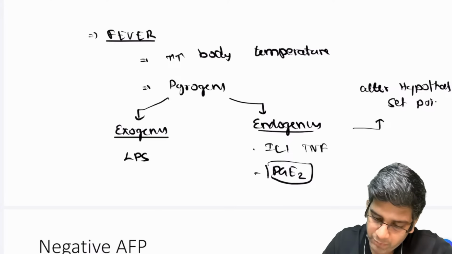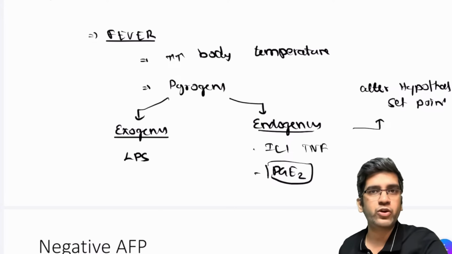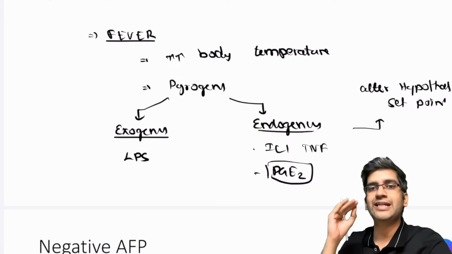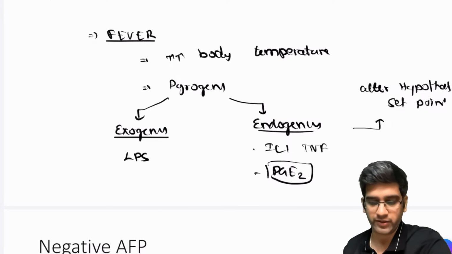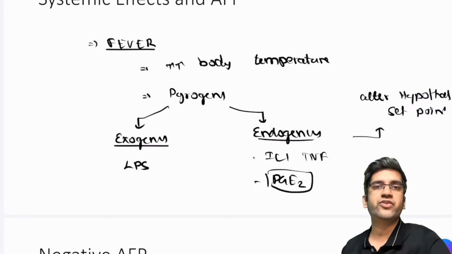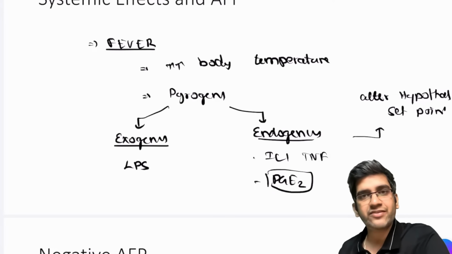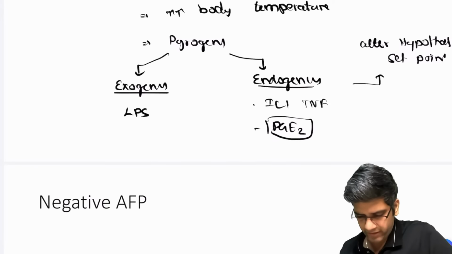If it alters a hypothalamic temperature set point, by default, I'm going to end up having a fever, right? Slightly increased body temperature, which is nothing but fever. Once I have that, that's the first systemic response for me. The rest of the systemic response is based on a few proteins called acute phase reactants. These can elevate or can reduce, right?